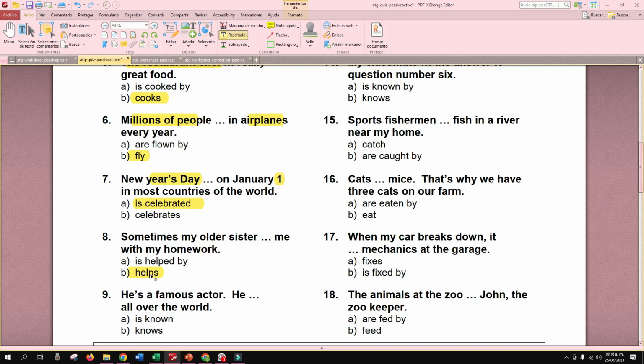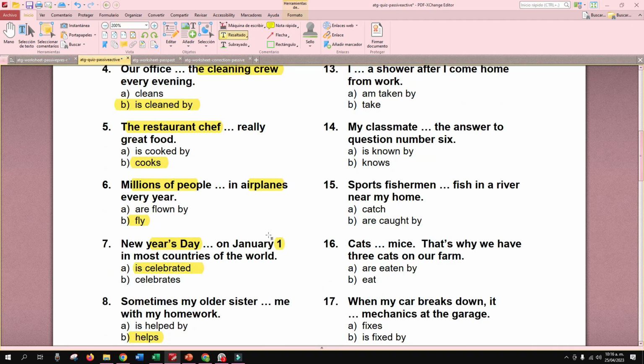Okay, so 9. He is a famous actor. He is known all over the world. We can say is known, right? Is known all over the world. Excellent. That's the passive voice.